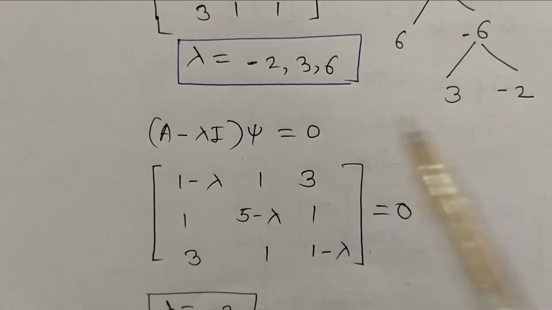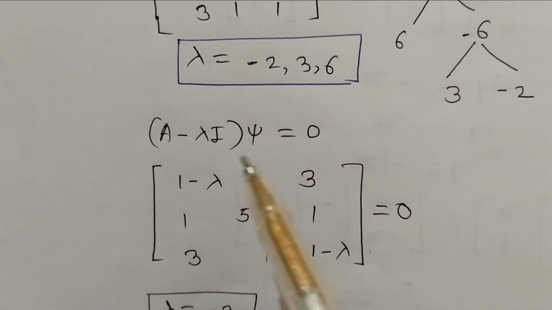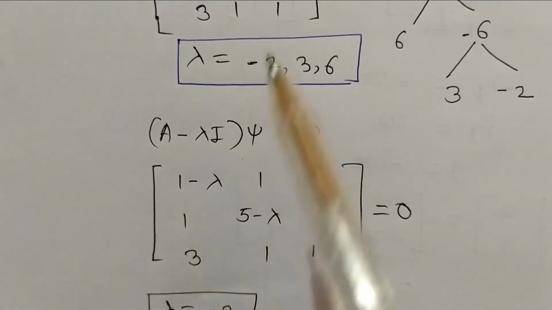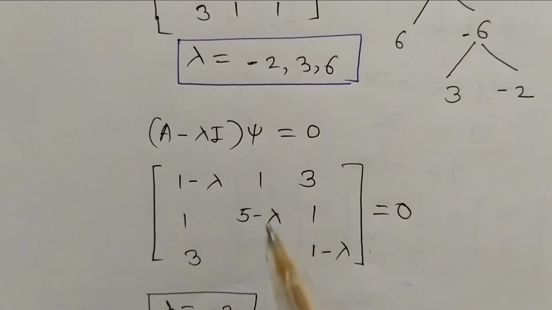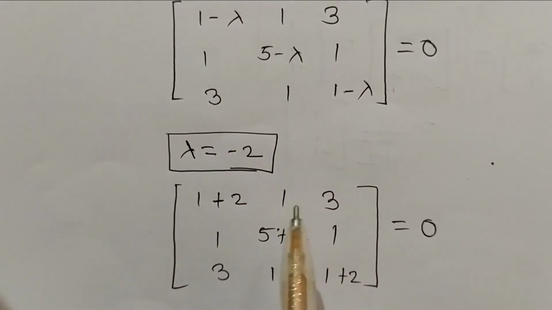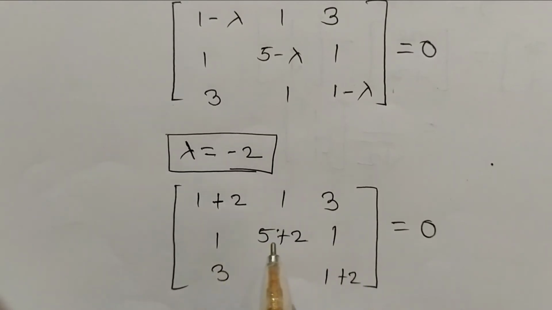So how to find the eigenvector, that is A minus lambda I psi is equal to 0. So A is this matrix, so A minus lambda is 1 minus lambda, 1, 3; 1, 5 minus lambda, 1; 3, 1, 1 minus lambda, times psi, is equal to 0. When we take lambda as minus 2, then 1 plus 2, 1, 3; 1, 5 plus 2, 1; 3, 1, 1 plus 2, is equal to 0.